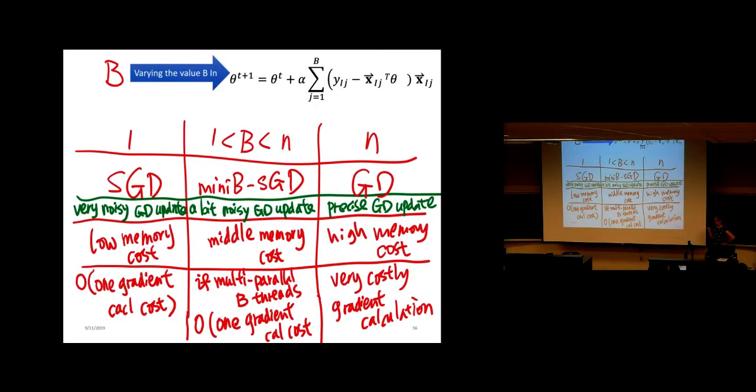So this is a table. I don't want to redo it again. But it's a comparison of stochastic gradient descent and all those in the middle. Stochastic gradient descent gives you very noisy gradient updates. Mini batch is a little bit noisy, and gradient descent is precise.